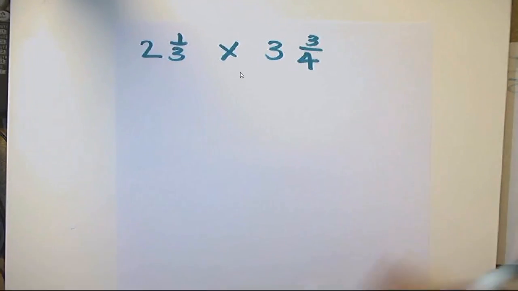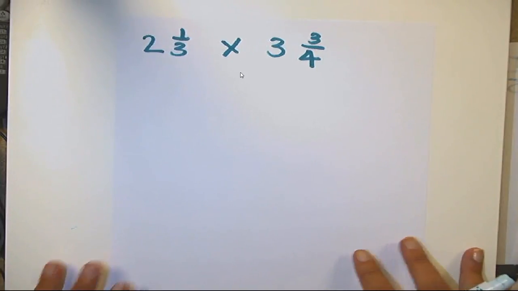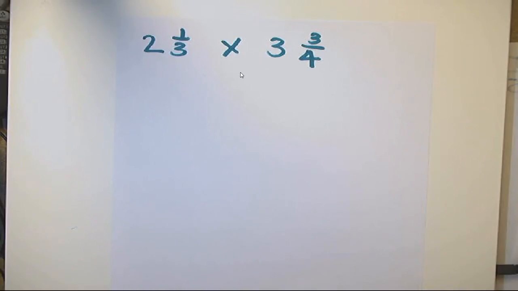What gets a little bit complicated is when you start throwing whole numbers into the mix. So with this one here, we have 2 1/3 times 3 3/4. It's not too difficult. You just have to do a little bit of an extra step. And the very first thing you have to do is get rid of those whole numbers, which is a little bit different.